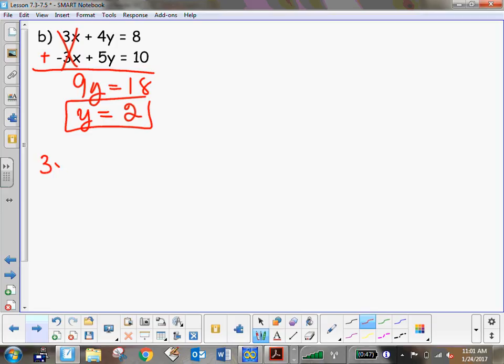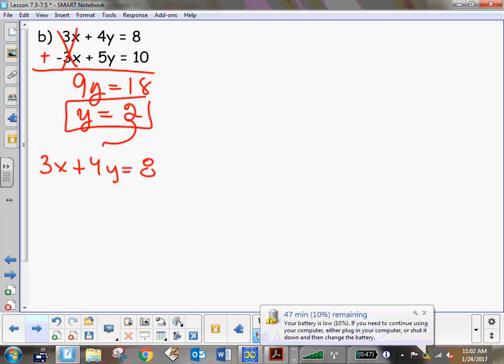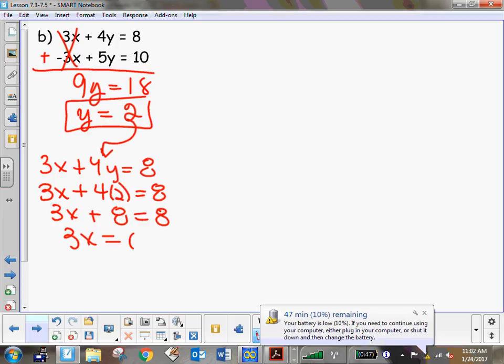So if I do 3x plus 4y equals 8, I take this 2 and substitute it in for that y, because we know what y is. It is 2. So 3x plus 8 equals 8. 3x equals 0, so x is equal to 0. So the ordered pair is (0, 2). Remember, you have to write your answers as an ordered pair.